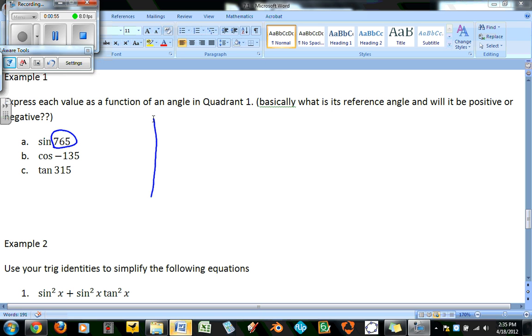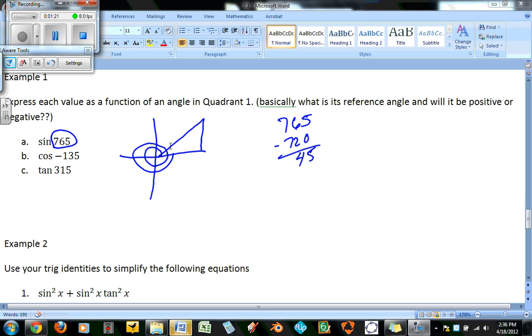So first off, we've got to figure out where the angle 765 is. As I go around my circle, if I go around once, that's 360. If I go around twice, that's 720 degrees. What I have left, all right, is 765 minus 720, and I have 45 degrees left. And so my angle's right here.